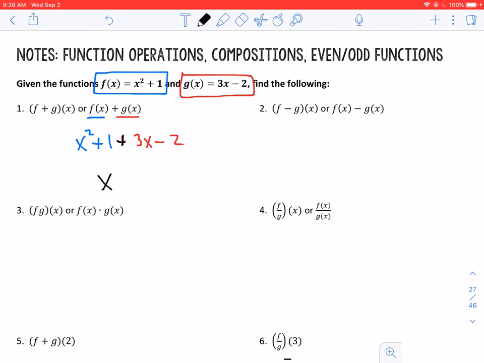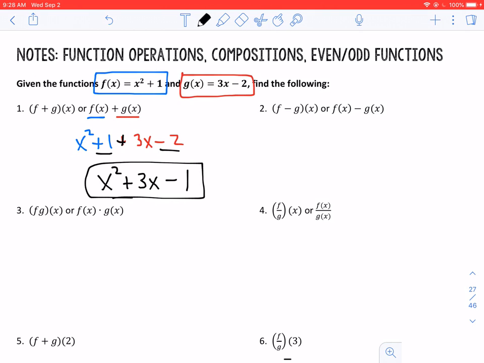So there's only one square term, x squared. There's only one linear term, 3x. And then there's this positive 1 minus 2 to contend with, which just adds to negative 1. And we're done. You get x squared plus 3x minus 1.